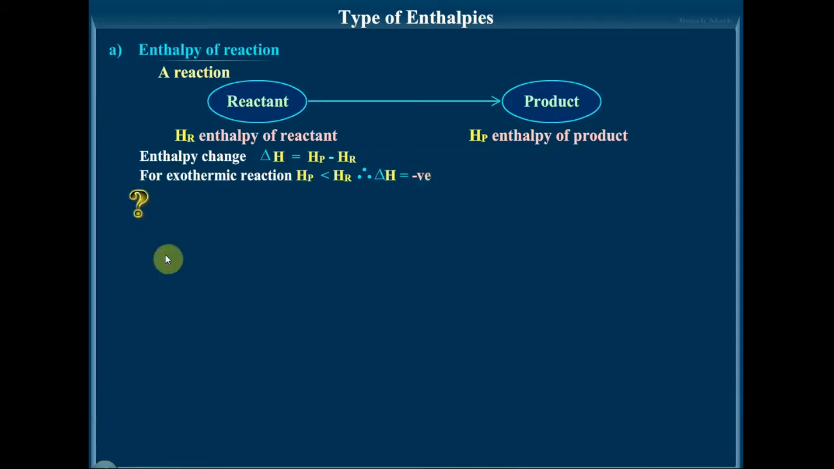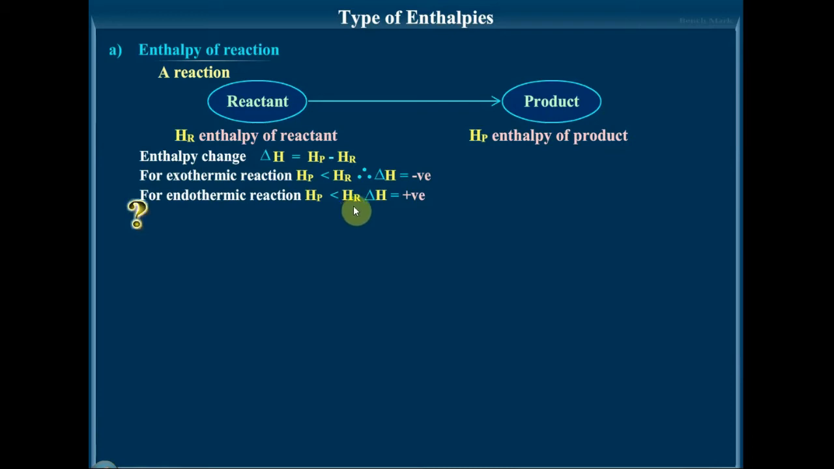Next is an endothermic reaction. What is the meaning of an endothermic reaction? Heat is absorbed during a reaction. So when heat is absorbed, it means the enthalpy of the products would be greater than the enthalpy of reactants. So here for an endothermic reaction, H of P is greater than H of R. There is a mistake here. H of P, the enthalpy of products, is greater than the enthalpy of reactants.